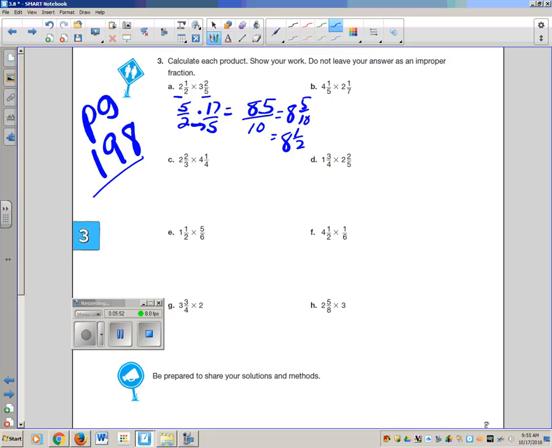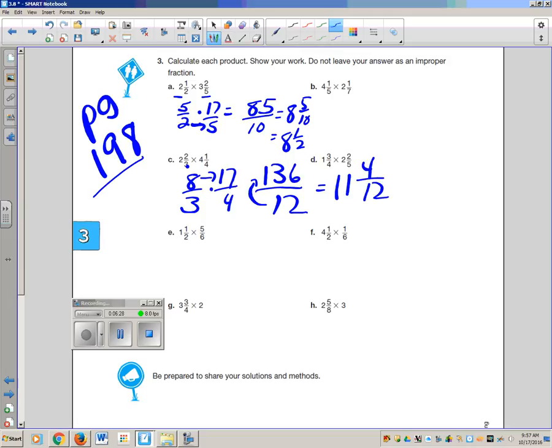Let's do C. 2 2/3. 3 times 2 is 6, plus the 2 is 8. 4 1/4. 4 times 4 is 16, plus 1 is 17. 8 times 17 is 136 over 12. You got to simplify that. 12 goes into 136 11 times. 11 times 12 is 132, which takes me up to 4 twelfths. That can be simplified. 11 and 1/3 is the final answer.